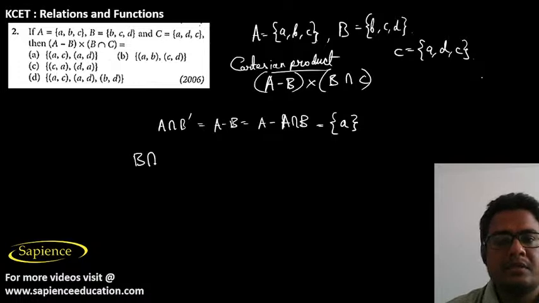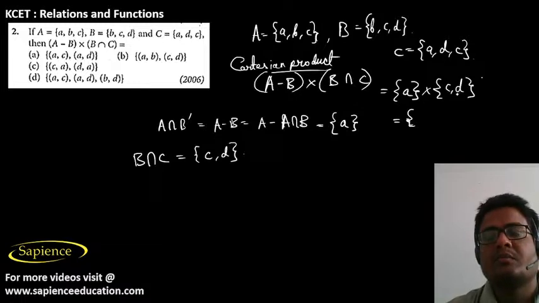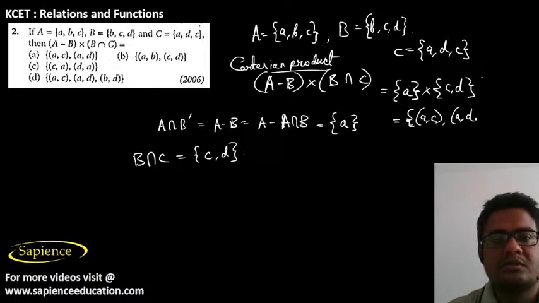And B intersection C, that is, we have to write the set of the common elements in B and C. That would be C and D are common. So therefore the Cartesian product we have to find is set A cross C, so we have to write all the possible ordered pairs. So that would be (A, C) and (A, D).